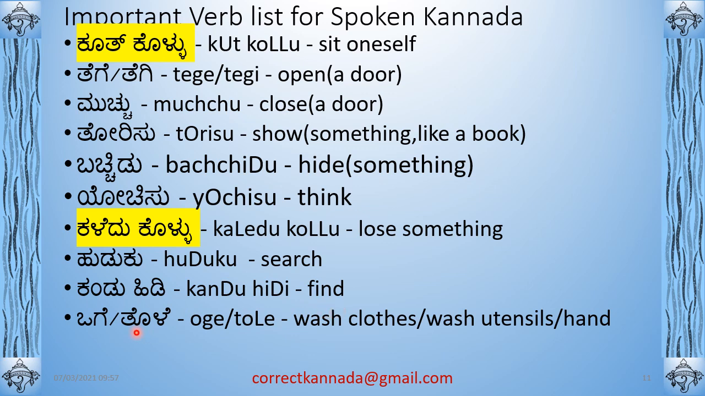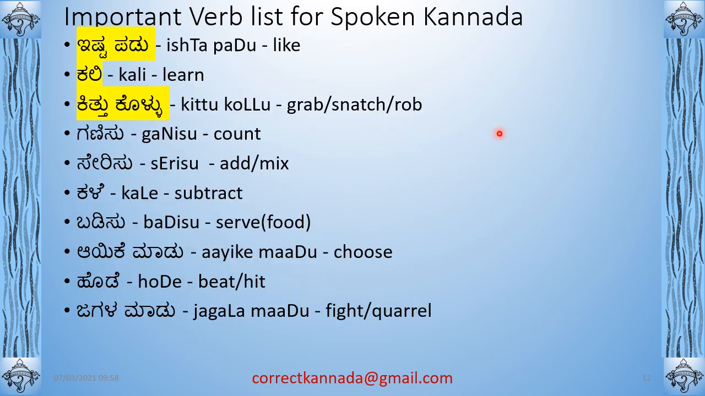Okay. Then woge and tole. Okay, woge means to wash clothes. Washing clothes has got a specific word. It's called oge, right? Washing any other thing, your hands, utensils, whatever is called tole. Oge and tole. Then we have ishtapadu. Ishtapadu is to like. Again, ishta is the abstract noun. Padu is added to make it into a verb. Means to like. Ishtapadu. Kashtapadu is to go through difficulty.